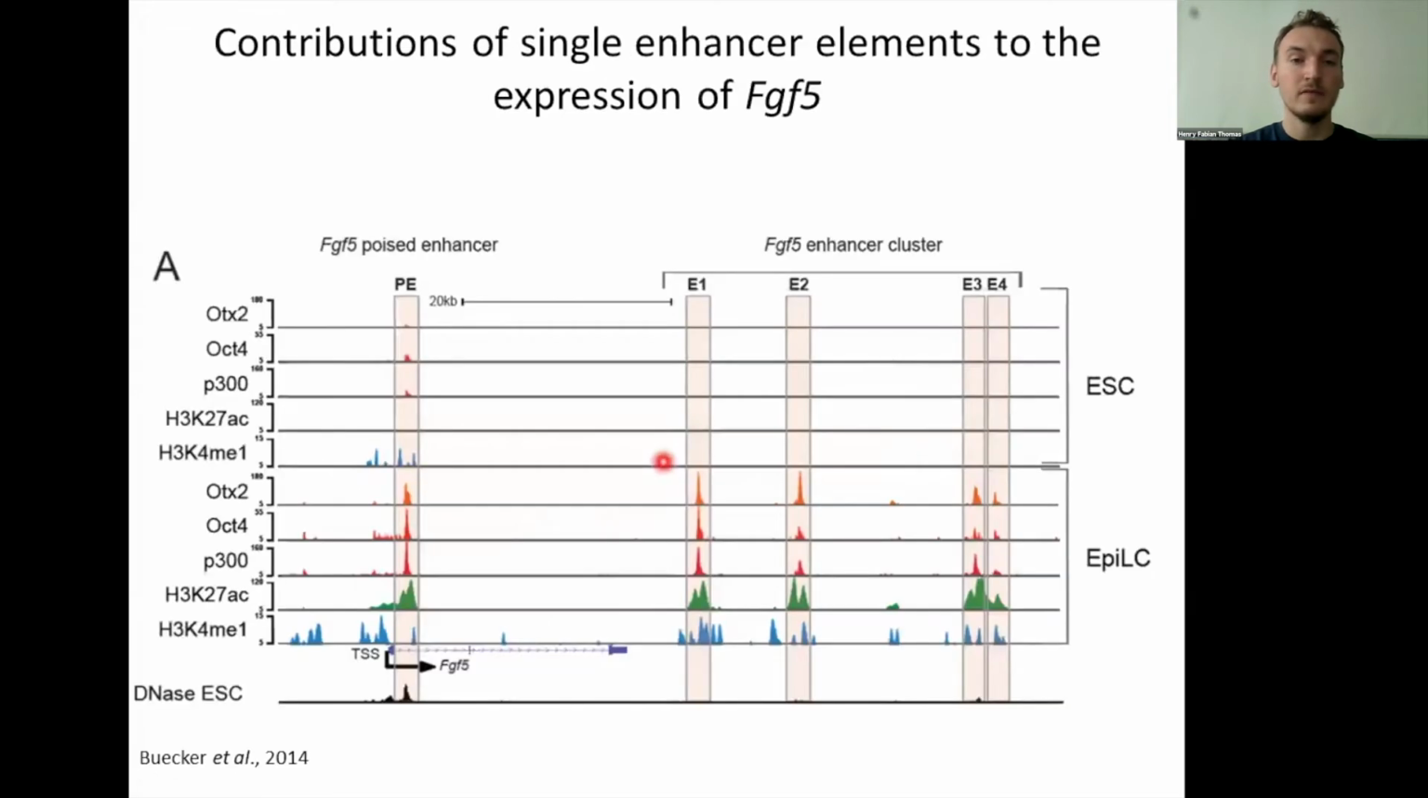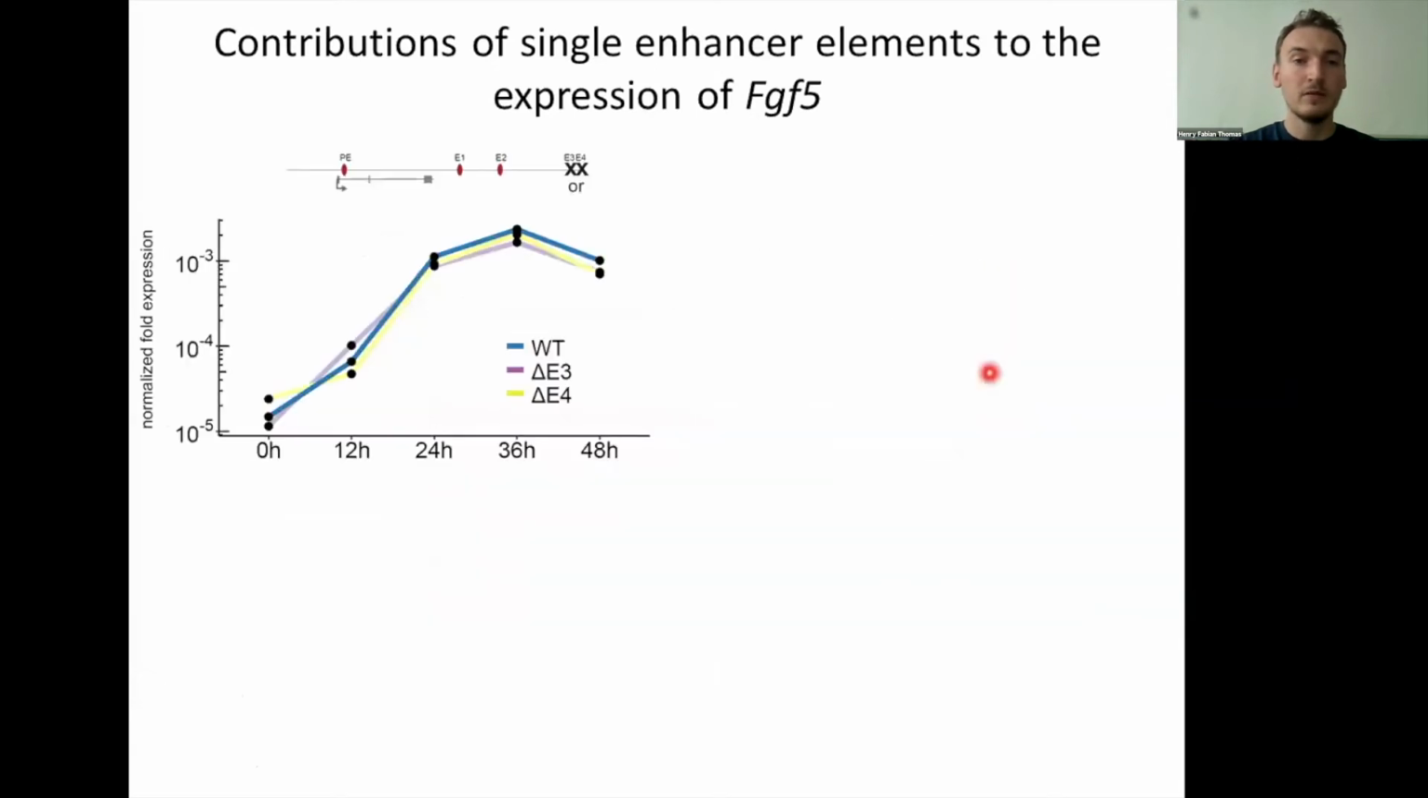Now that we have this system, we want to understand the contribution of each single enhancer element, and to do so, we generate individual deletions. I will start by showing you what happens when we knock out E3 or E4. To begin with, here's one representative example of one of our replicates. There are no major changes in the undifferentiated state or at early time points of differentiation. However, there's a slight reduction at the latest time point of differentiation.